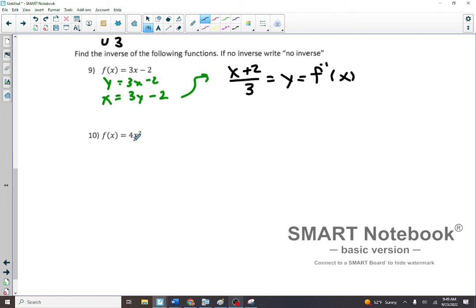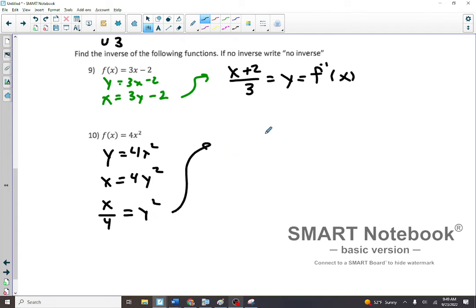Number 10, 4x squared. In this case, we could try y equals 4x squared. Swap it: x equals 4y squared. Divide by 4 on both sides: x divided by 4 equals y squared. Square root both sides. The problem is when I square root both sides, I technically have to use plus or minus, the square root of x over 2. So in this case, there is no inverse. So you say no inverse.